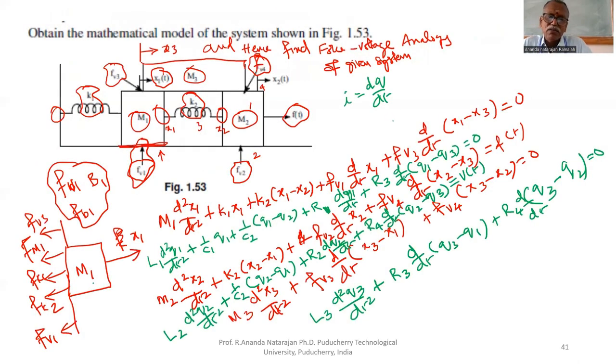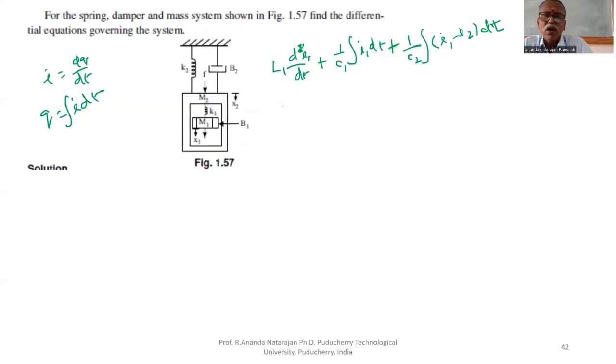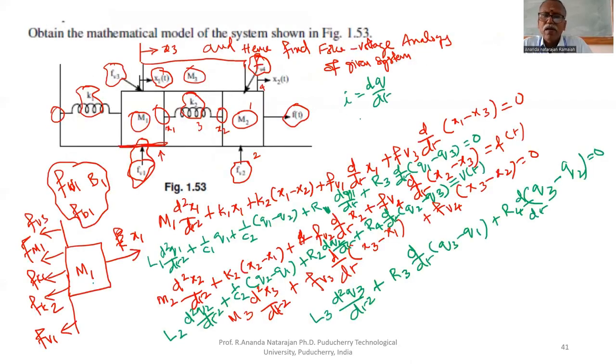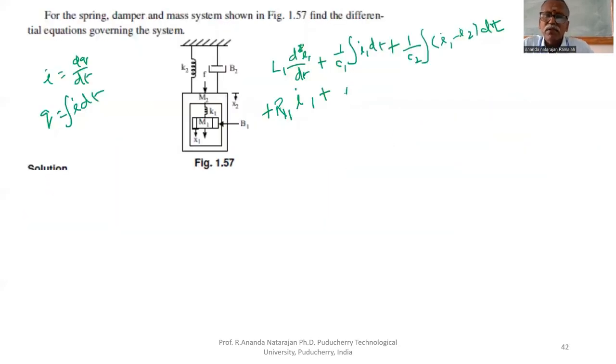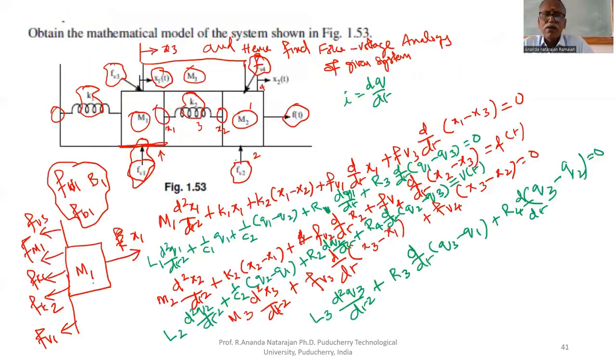I1 minus I2 dt. R1 dq by dt is I1. Therefore, plus R1 I1 plus R3 (I1 minus I3), R3 (I1 minus I3) equal to 0. 1, 2, 3, 4, 5. This is the first electrical equation.